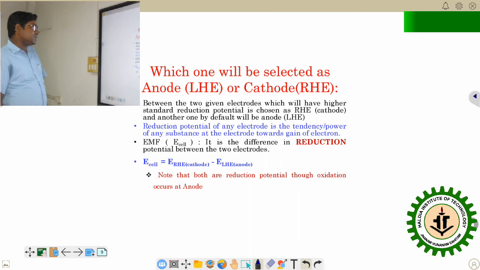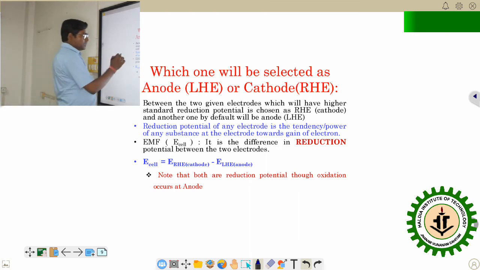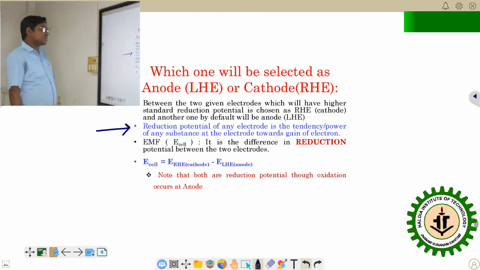Now what is meant by reduction potential? Reduction potential is simply the tendency of any substance to consume electrons. In simple words, what is the tendency or capacity of that species to consume or accept electrons?